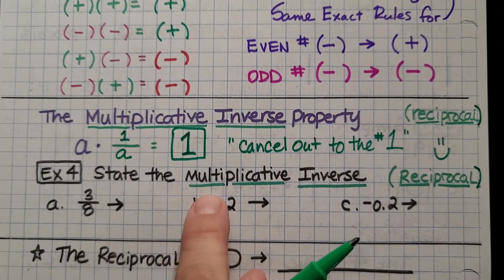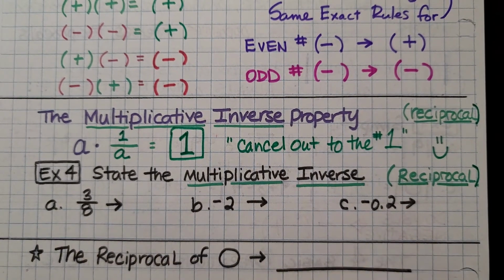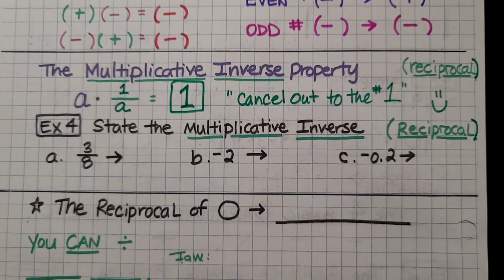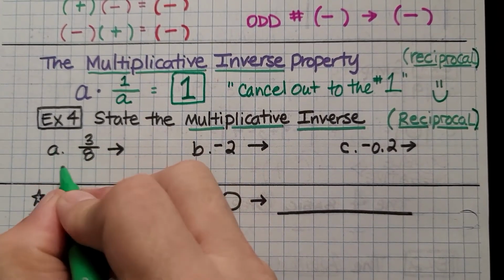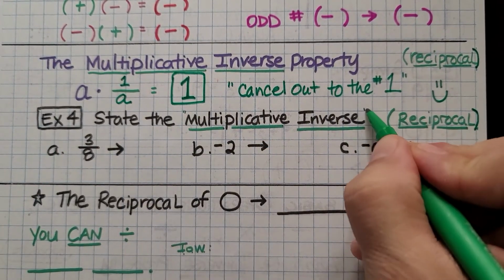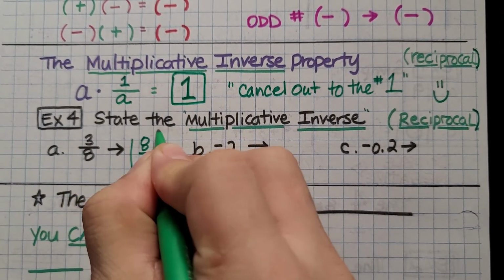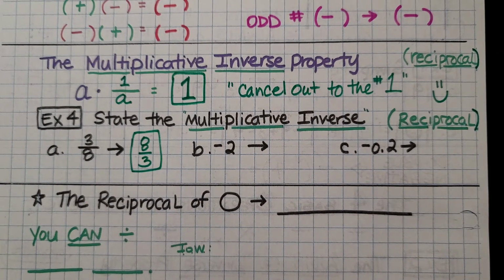State the multiplicative inverse of each one of these quantities. Easy stuff, guys. At least it starts off easy. What is the multiplicative inverse of 3 over 8? 8 over 3. We're just looking for the reciprocal, man. Don't make this harder than it is.